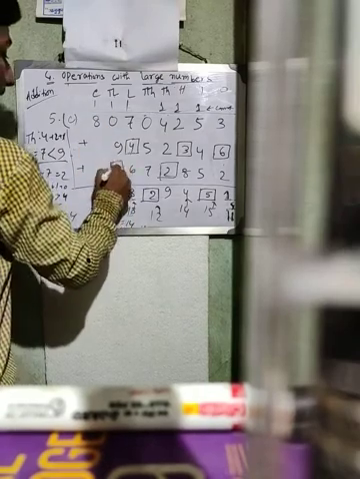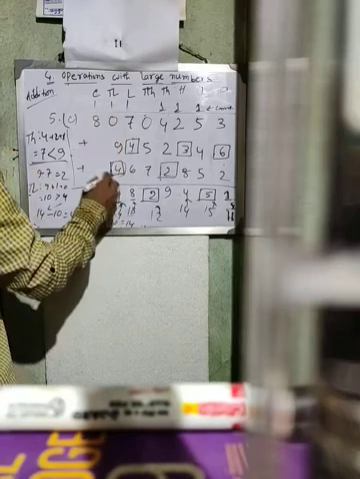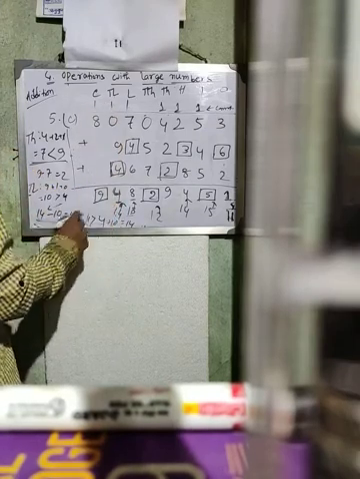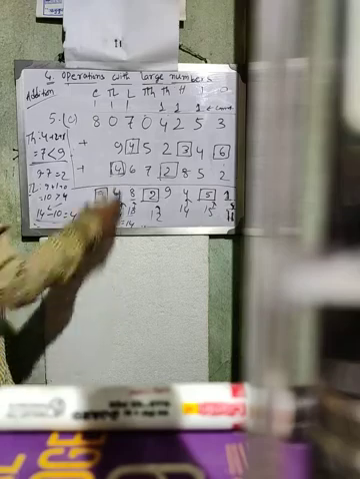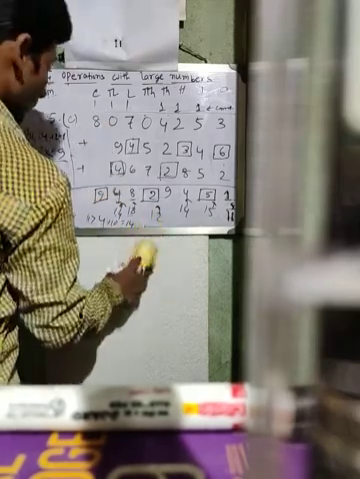And what will be the empty digit? 14 minus 9 plus 1, 10. 14 minus 10 is equal to 4. So this is the empty digit. Now 8 plus 1 is equal to 9. So complete. Look at the process.